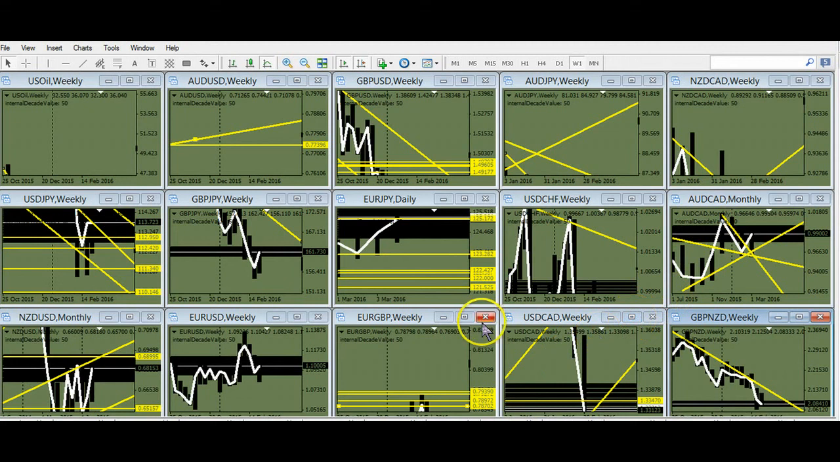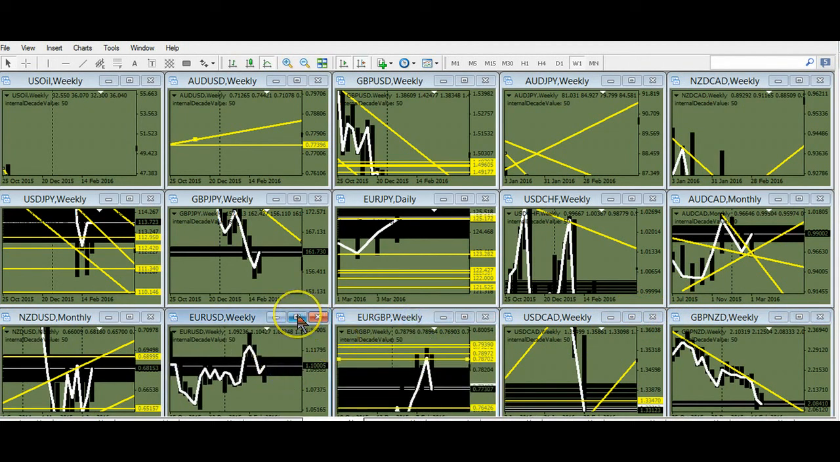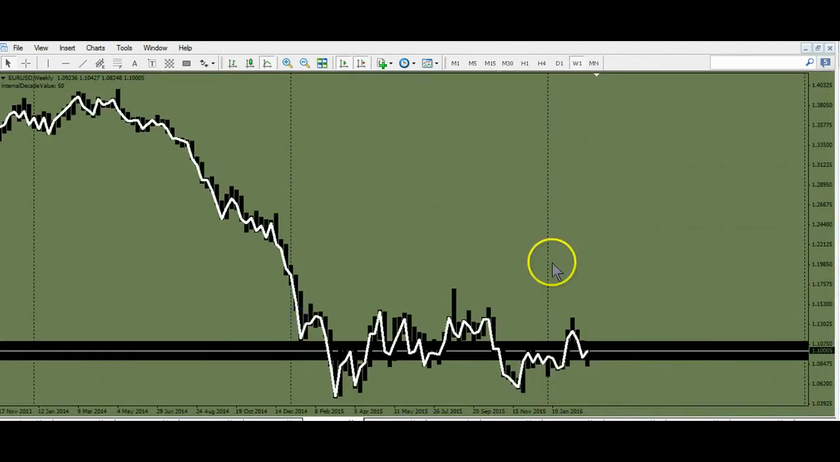There's the good old dollar CAD. This is the classic euro dollar. You're always buying here at fair value. Overshot the runway a little bit, but that's where I went long.